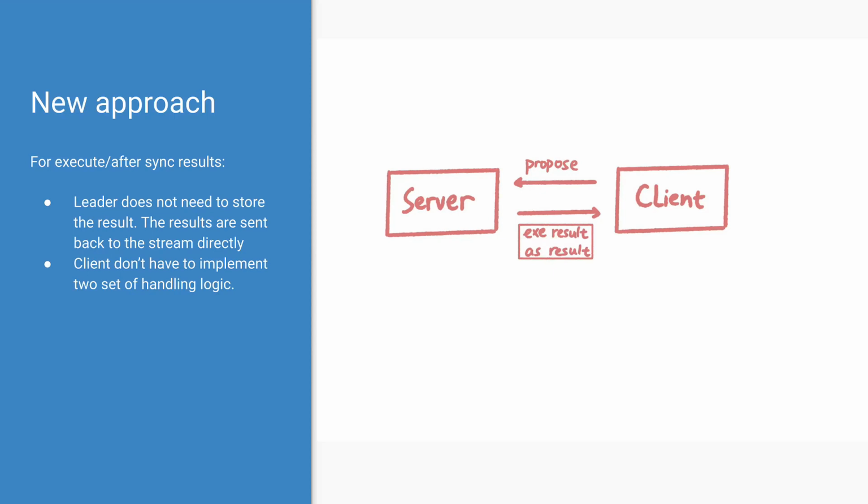In the old implementation, the client needs to implement two sets of handling logic for the two results returned by the unary request. But by using a single logical stream, the client can easily decide whether to receive one or two messages from the stream.